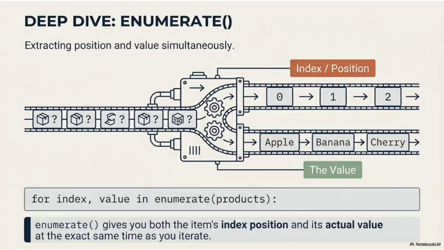Both are available inside the loop's body simultaneously. Use enumerate when position matters: numbering items in a report, comparing adjacent elements, or updating a specific position in a list. Don't use it when you only need the values. Direct iteration is simpler and cleaner in that case.